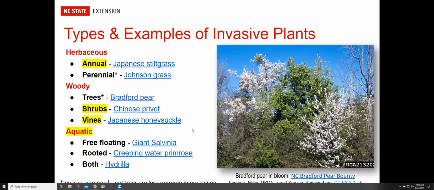Some of them just float on the surface of the water, like giant salvinia. Others have roots that go down into the soil beneath, such as creeping water primrose. And then there's quite a few that will have both. So they're both rooted and they can free float. They can do it both ways, so they're very adaptable. An example of that is hydrilla. So these slides will be available for you to review, and when you go, you can click on any of the links and learn more about these specific examples.